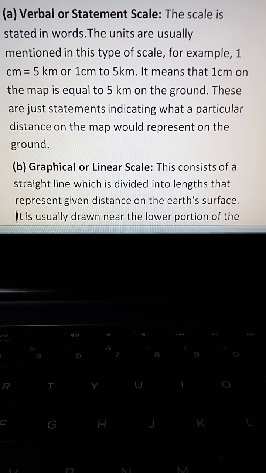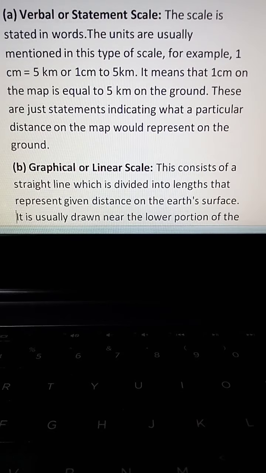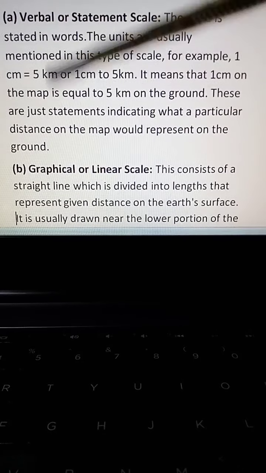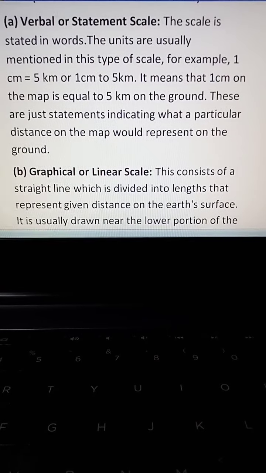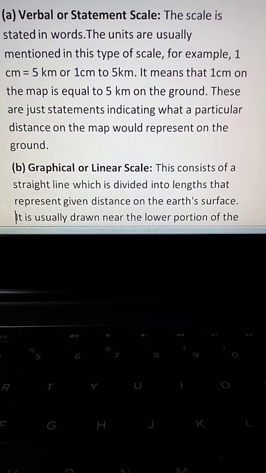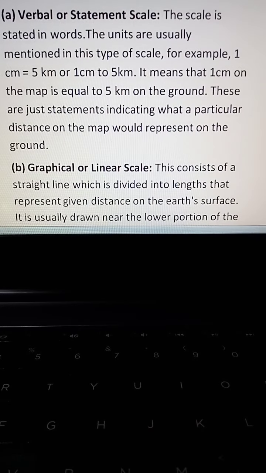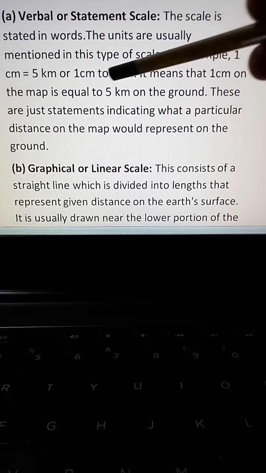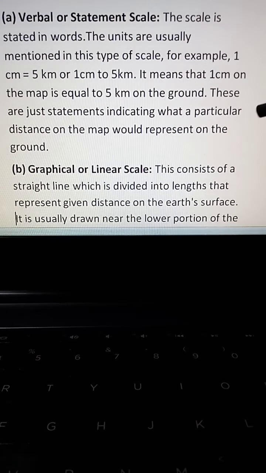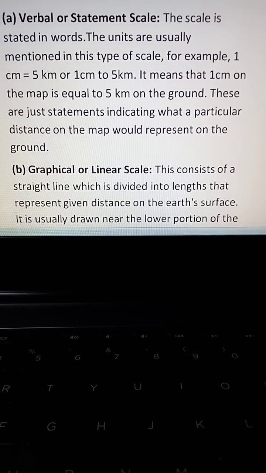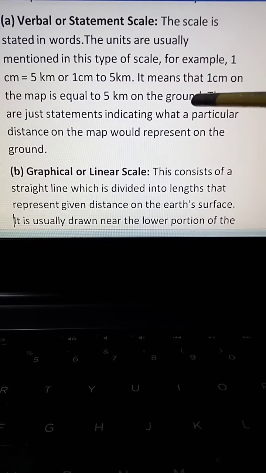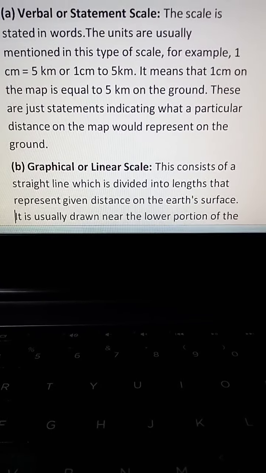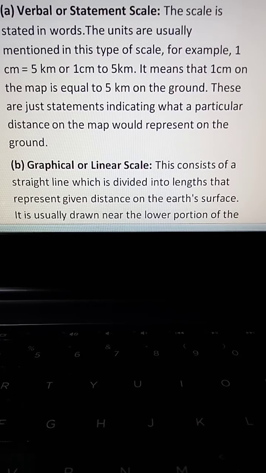So, the first way to represent the map scale is verbal or statement scale. In this method, the scale is stated in words. The units are usually mentioned in this type of scale. For example, 1 centimeter is equal to 5 kilometers. It means that 1 centimeter on the map is equal to 5 kilometers on the ground. These are just statements indicating what a particular distance on the map would represent on the ground.